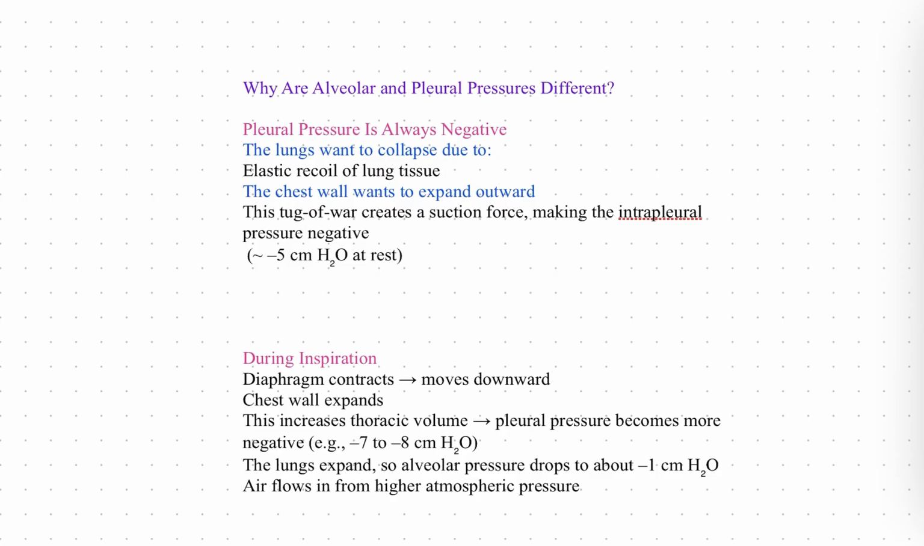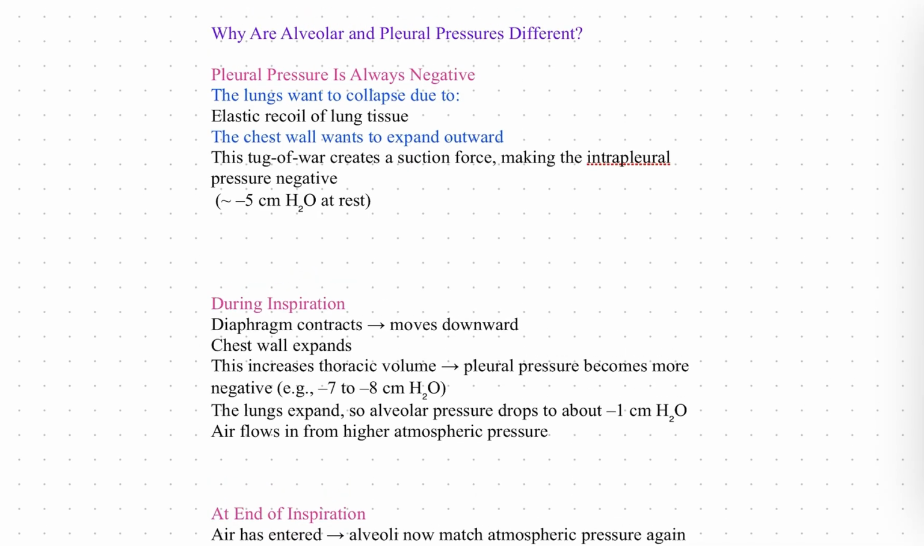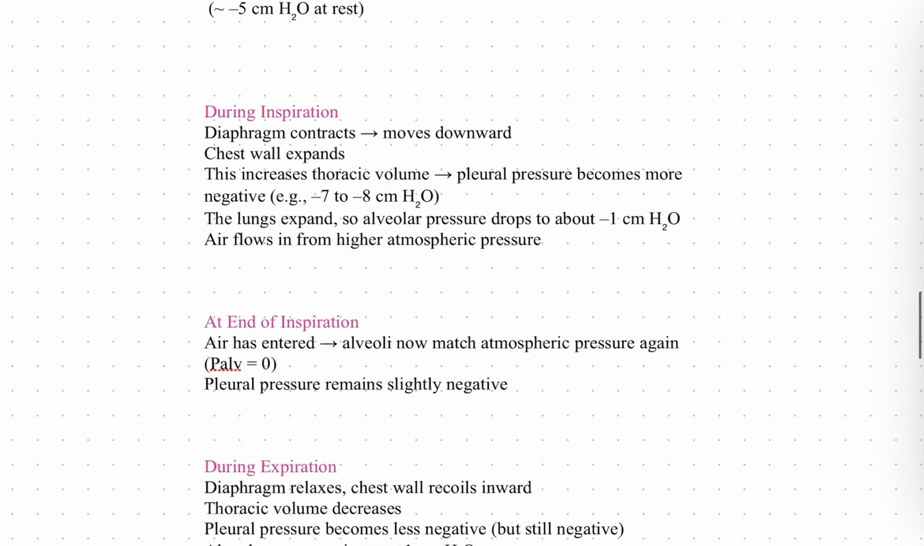Why? Because the lungs always want to collapse due to the elastic recoil of the lung tissue, and the chest wall always wants to expand outward because of the normal contour of the rib cage. So this tug of war, the lung wanting to collapse inward and the chest wall wanting to expand outward, creates a suction force, making the intrapleural pressure negative. That's why it is minus 5 centimeters of water at rest.